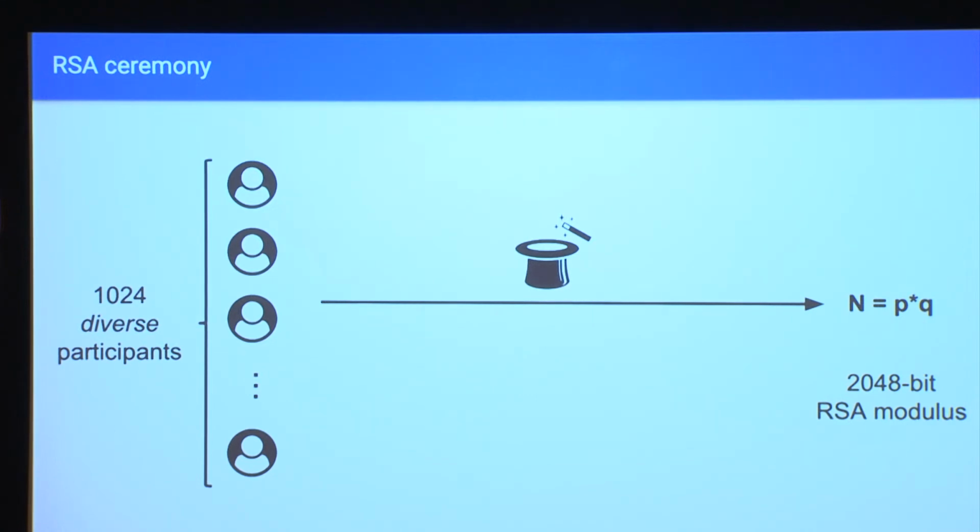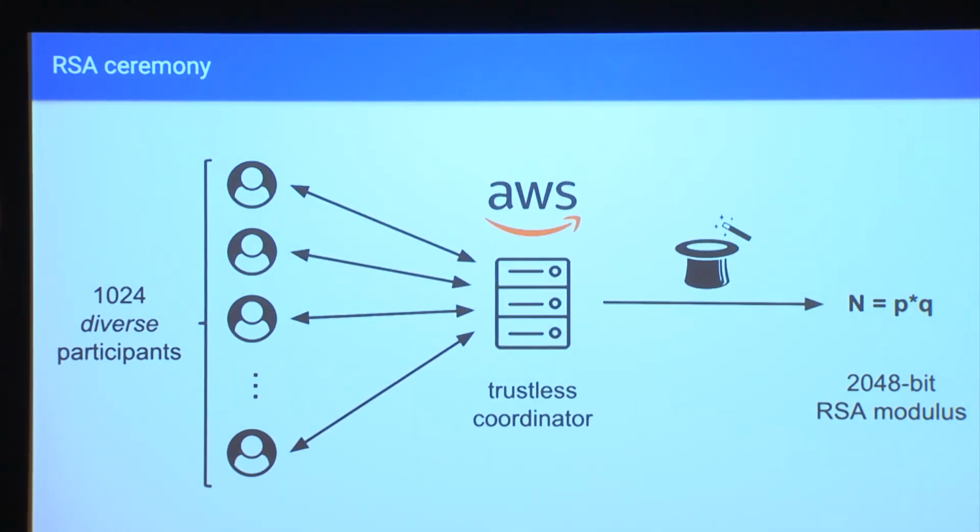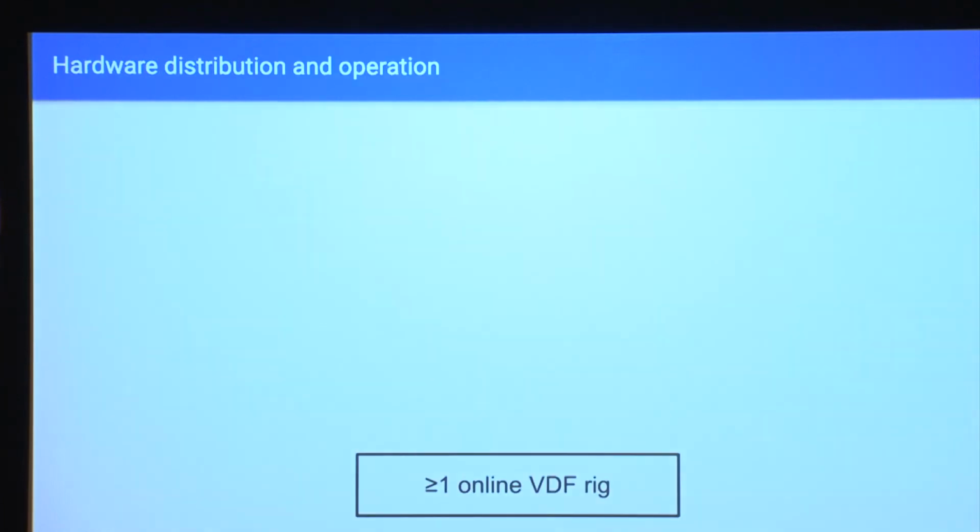And so one of the details here is that we're going to have a coordinator to help facilitate the communication between all these participants. But the good news is that the coordinator is trustless. So the security of the system is not compromised if the coordinator is malicious. Instead, the coordinator is just there to facilitate the networking. And we're looking to use AWS or Cloudflare as the coordinator.